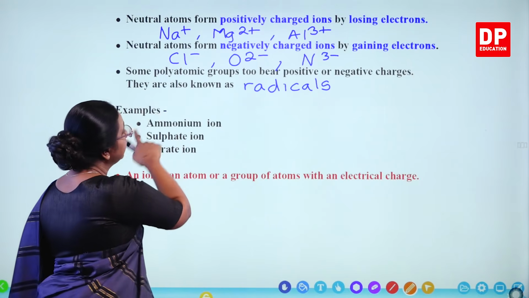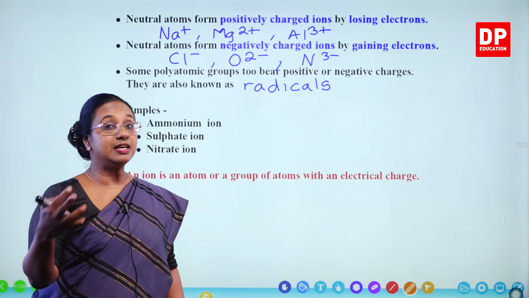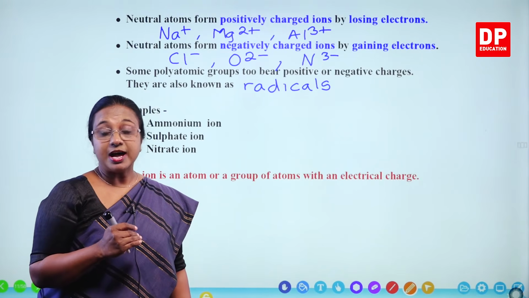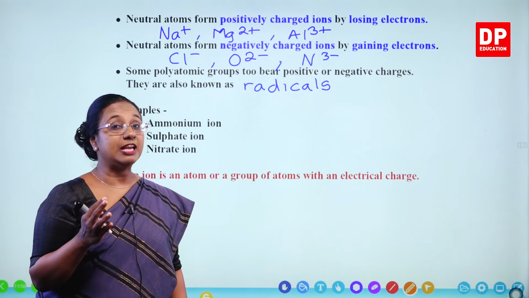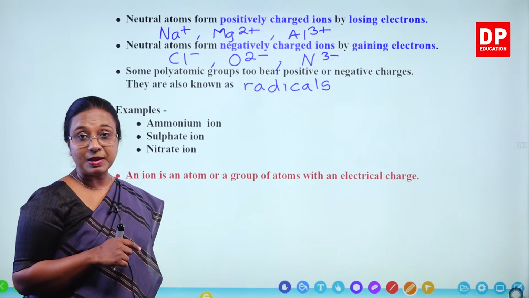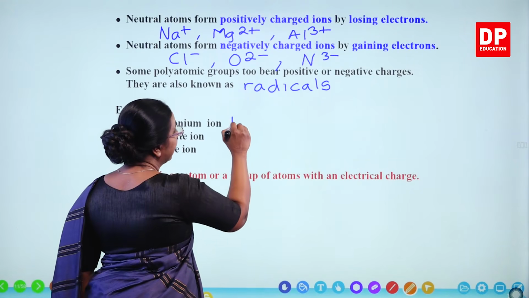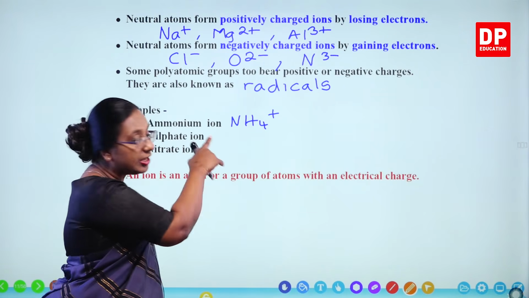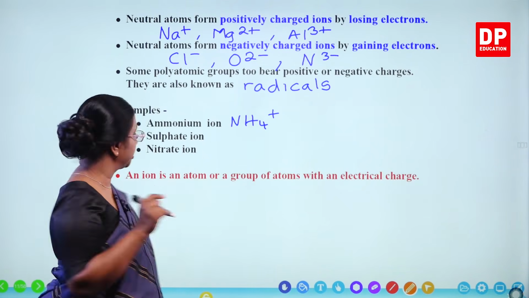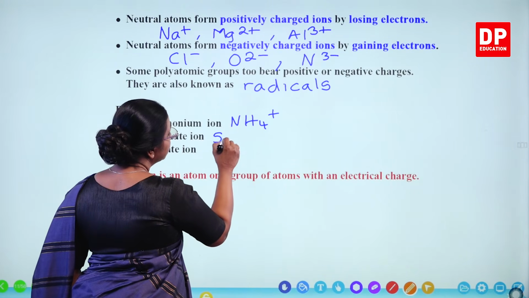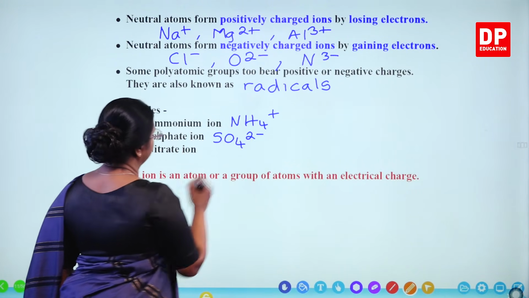You're familiar with these ions. You have learned this in the third lesson as well when we discussed valency and the writing of chemical formulae. So what is ammonium ion? Can you remember? That is NH4+. So a molecule with a charge. What about sulfate ion? That was SO4 2-.